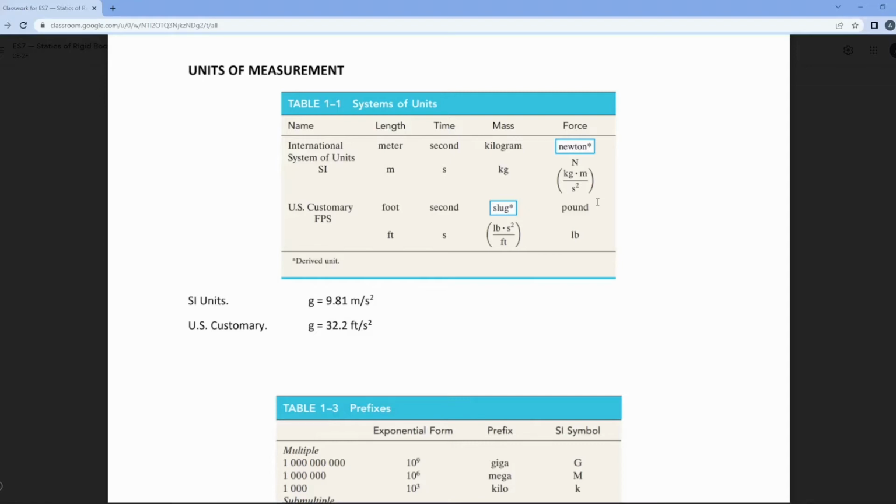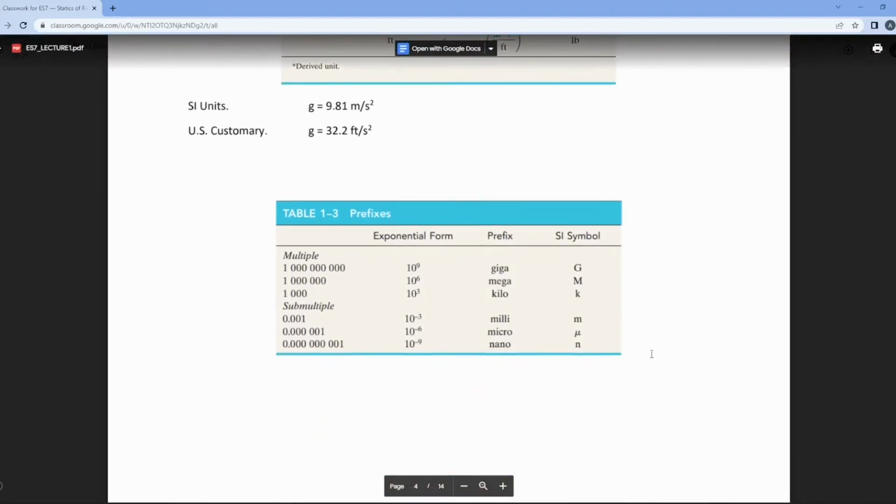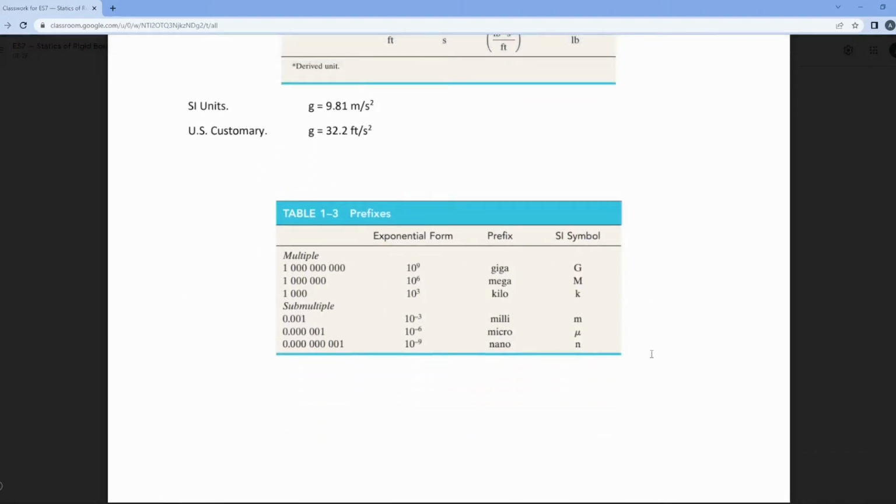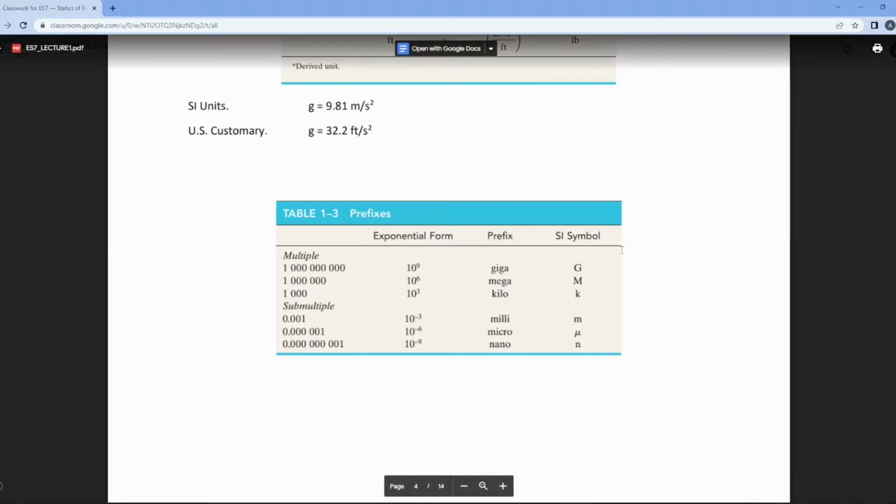Okay, so I indicated here the constant G for SI units and for US customary units. Okay, wherein G is 9.81 meter per second squared for SI and 32.2 feet per second squared for English units. Next, we have prefixes that we will often use. Okay, so we have kilo, mega, and giga. Also, we have submultiples such as milli, micro, and nano. So, alam naman natin yan, ano? And we use these symbols as prefixes. Okay.